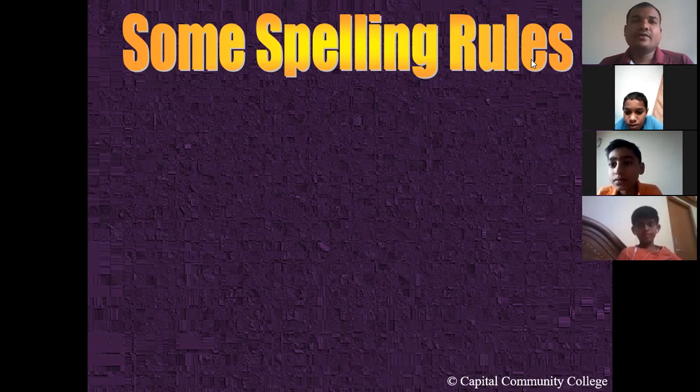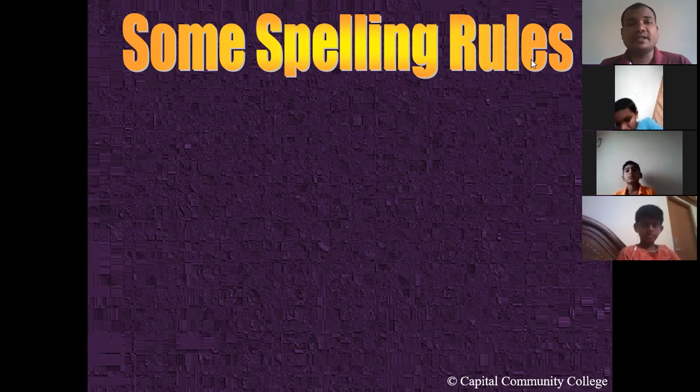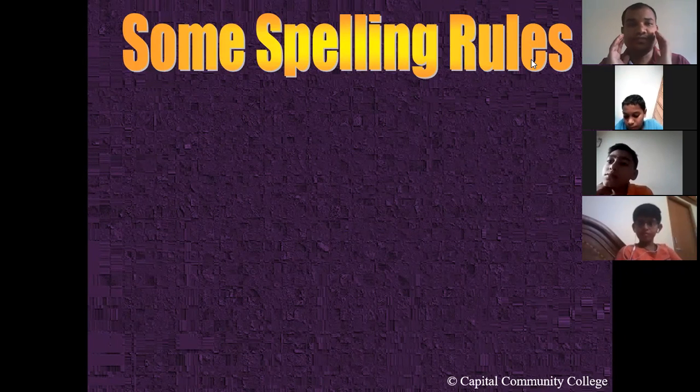Because while writing English, we're supposed to know how to write the word correctly. If you are able to write a word correctly, then automatically you'll be able to know how to pronounce the word correctly. Once you are able to pronounce the word correctly, then automatically you'll be able to speak confidently. So if you want to speak confidently, directly or indirectly, spelling also plays a vital role in our conversation.